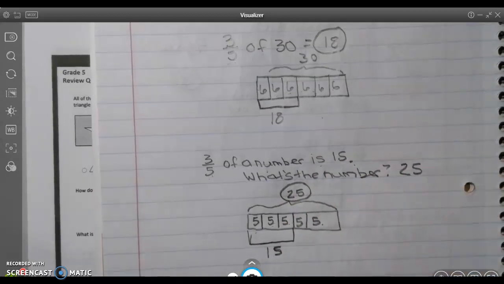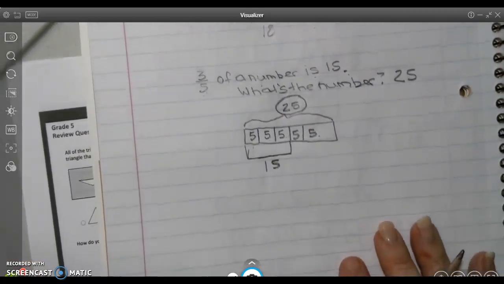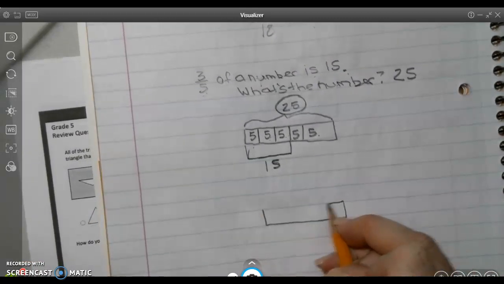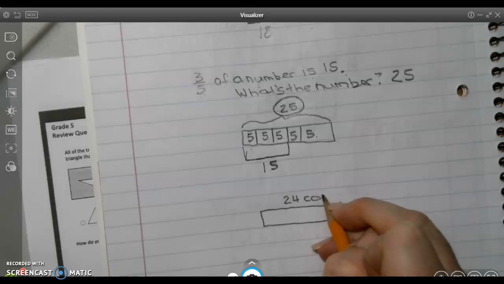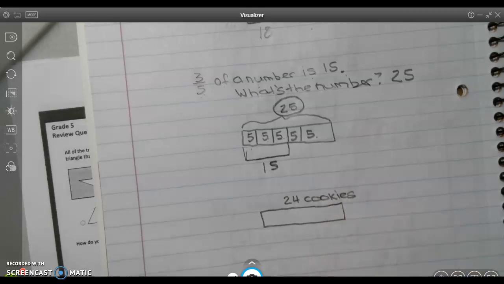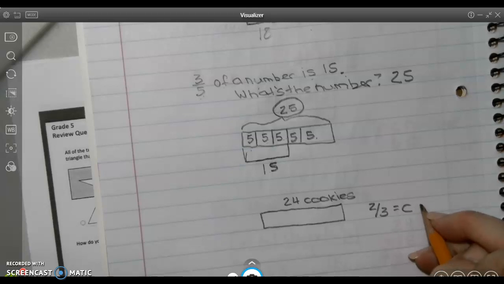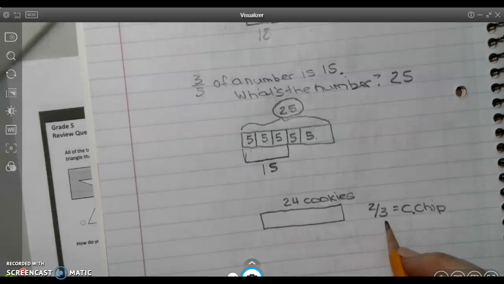All right? And then the last one was Mrs. Twinter bakes 2 dozen cookies. Well, we learned that 2 dozen is 24. So Mrs. Twinter baked 24 cookies. And it said 2/3 of them were chocolate chip. So we know we're going to divide our 24 cookies into, right here it tells us, thirds.